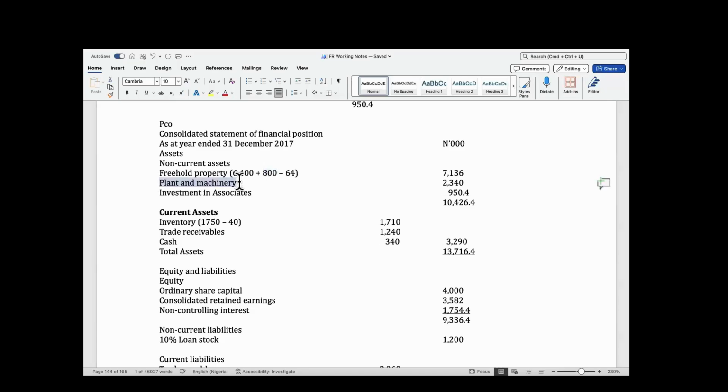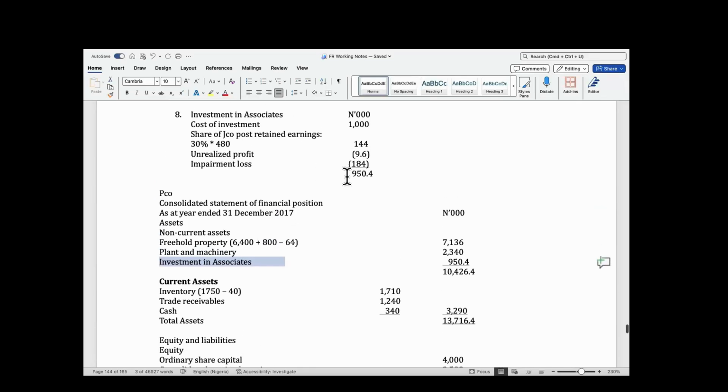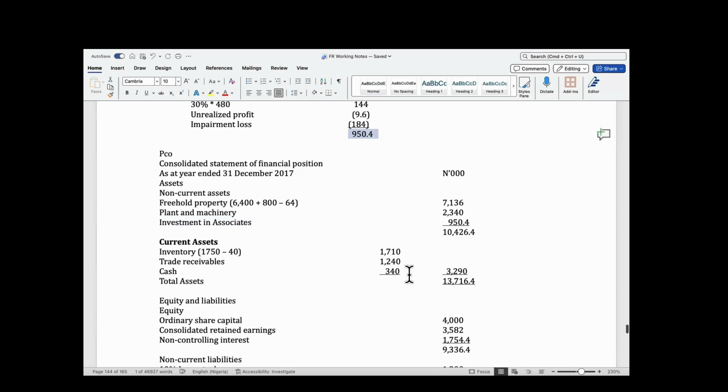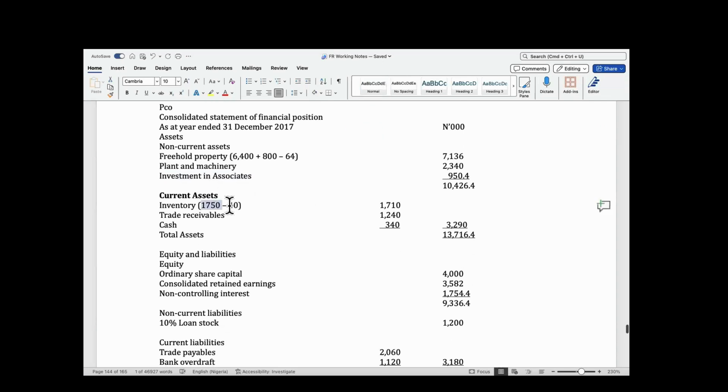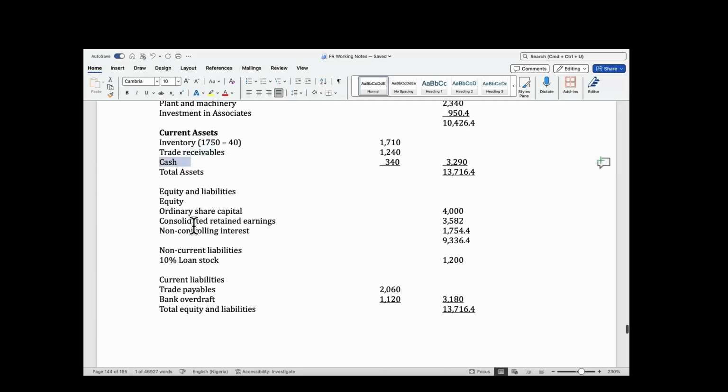The same thing for this plant and machinery. I only added parent and subsidiary. Then the only thing I introduce for associates is just my investment in associates, which is 950.4. That's the only item I introduce. Then for my inventory, I remove unrealized profits. And remember, what I'm adding is parent and subsidiary alone. The same thing for this, for this.